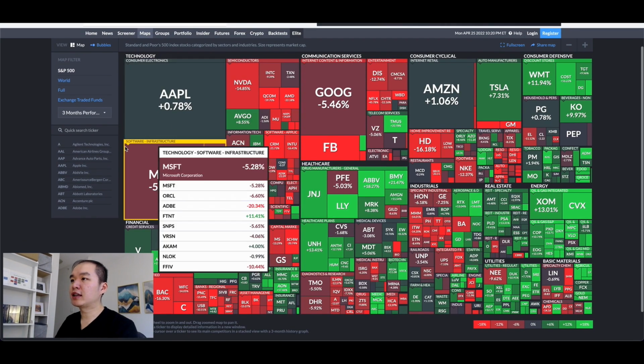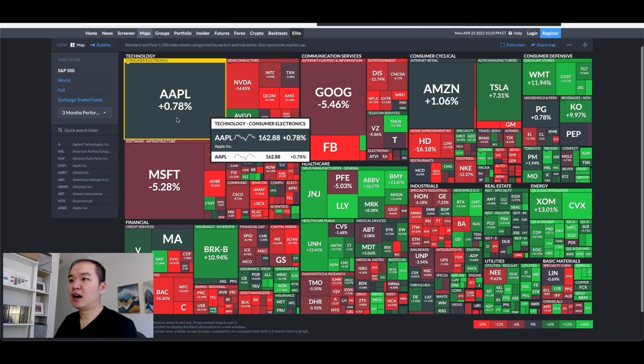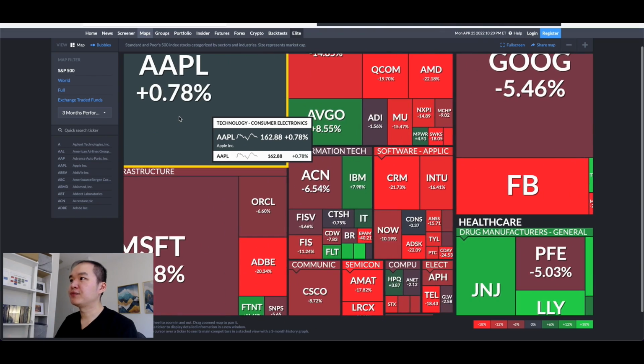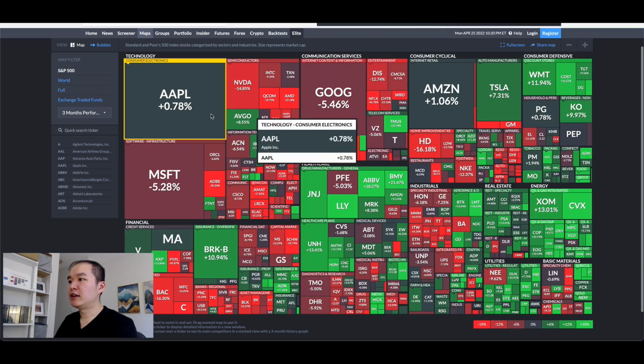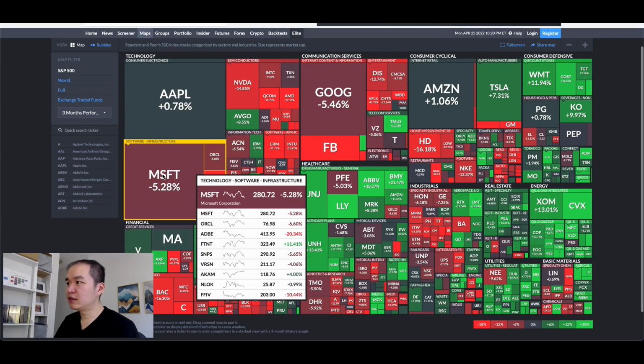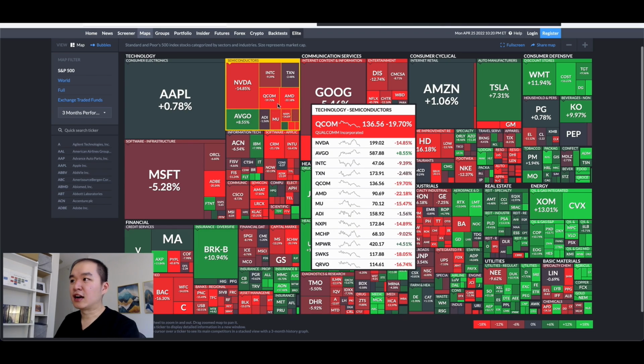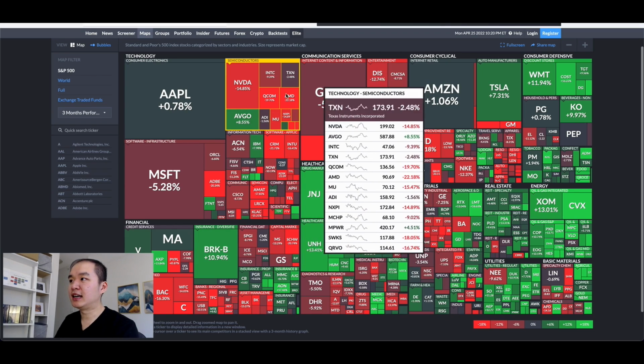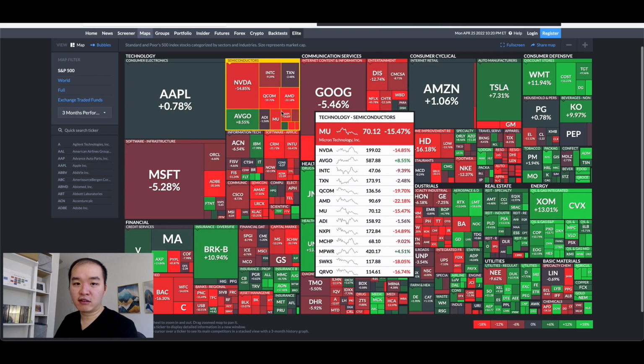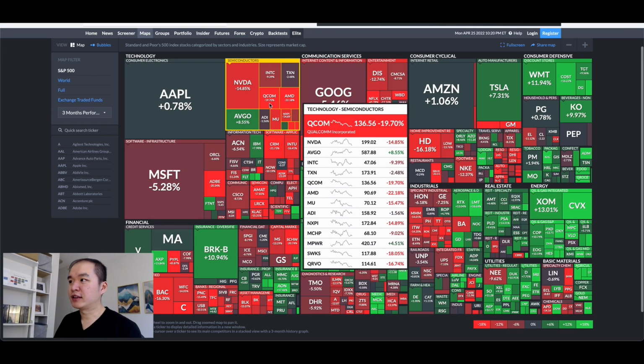The way you look at this map is that the size of the square is the market cap, based on my understanding. The size represents the market cap. Red means going down and green means going up. You can see a lot of the semiconductor stocks like NVIDIA, Qualcomm, Intel, AMD, they're all going down. If you have stocks in these areas, the entire sector is going down. So it's not specific to NVIDIA or Micron Technology or whatnot, but the entire sector is correcting.